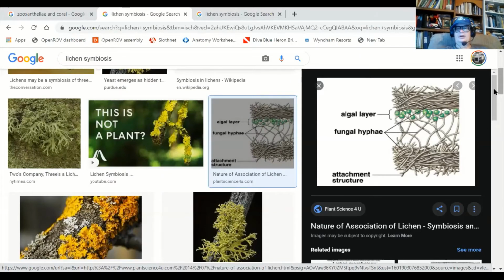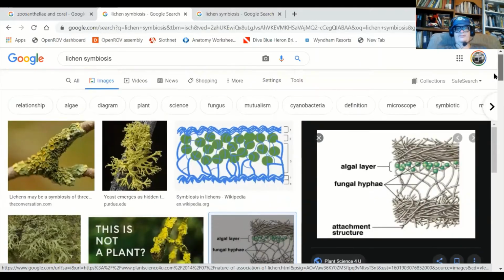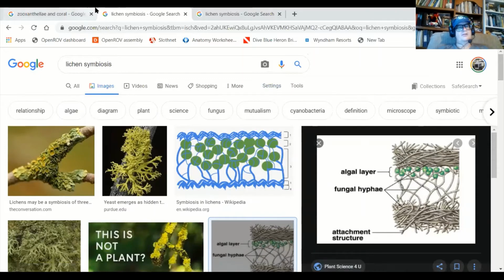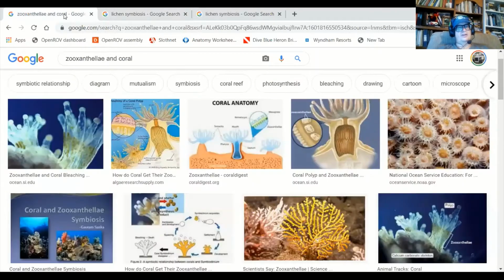Now, so we've established that you could have, say, an algae living inside of something, photosynthesizing, feeding it, and they're both good. Let's go over here.